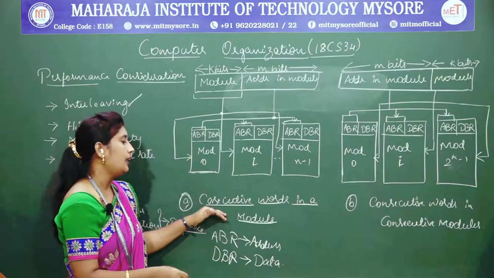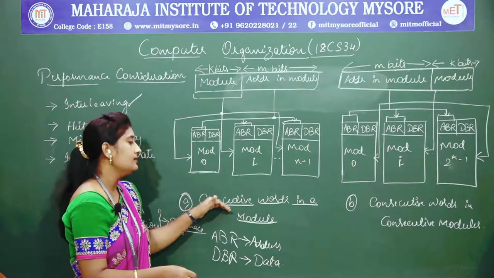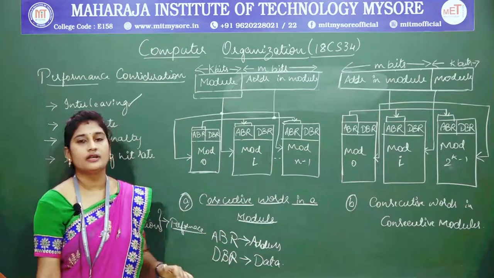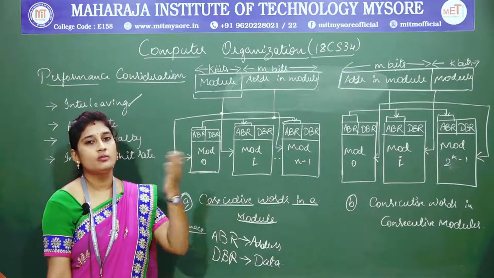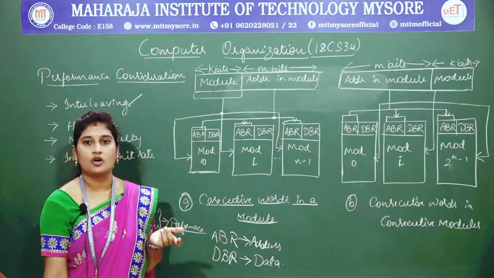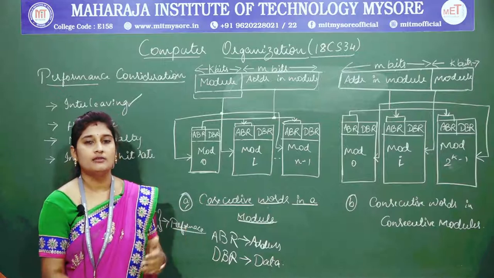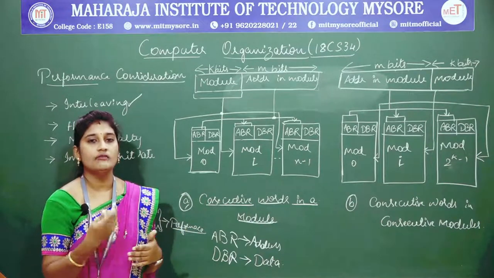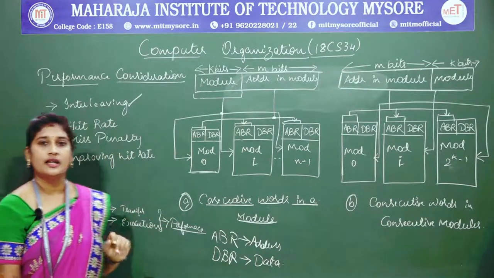Fine. This is what happens in your first case, that is, you can access the consecutive words in a module, that is, all the words of the particular block can be accessed simultaneously, and you can move that data from your main memory to your temporary storage called your cache memory. So by this the access time can be improved. Instead of wasting time by accessing one word after the other, you can use the interleaving technique.